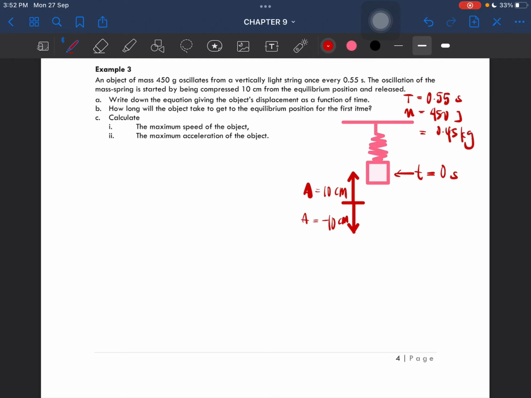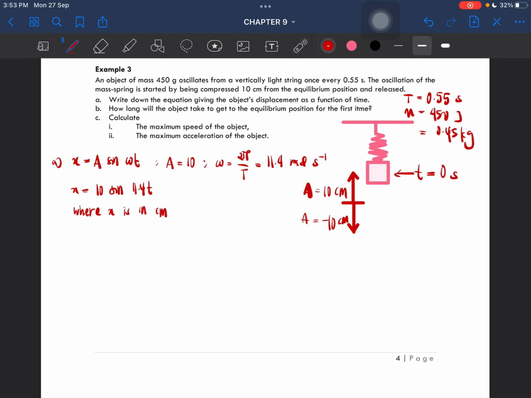Alright, so we know that the general displacement equation is x equals A sine omega t. From here we can substitute all these values, since we have the value of A, which is 10, and omega is just 2 pi over T, which gives us 11.4 radian per second. Now that we have the values, you can substitute into here. So you get x equals 10 sine 11.4 t. Don't forget to write where x is in centimeter and t is in seconds.